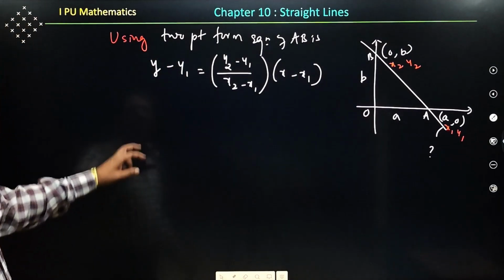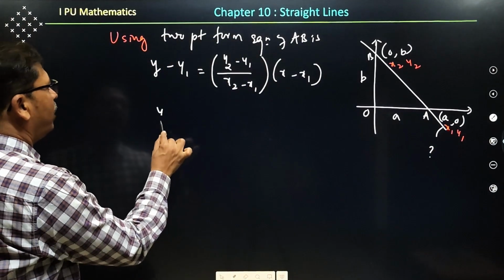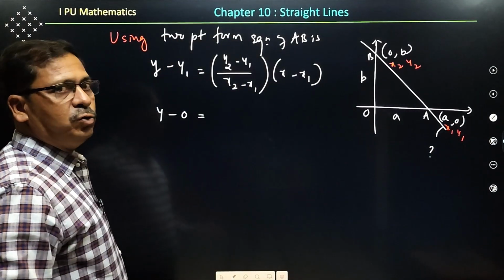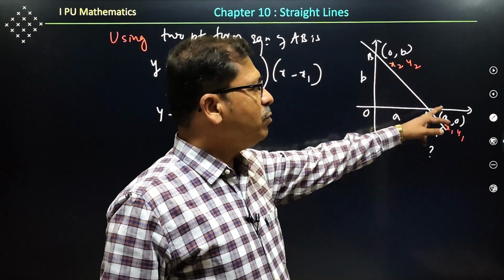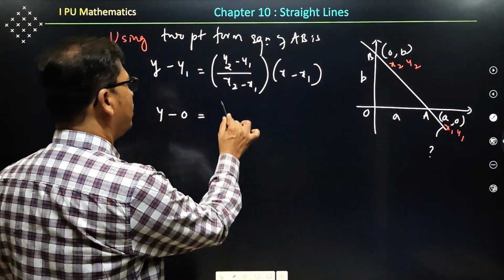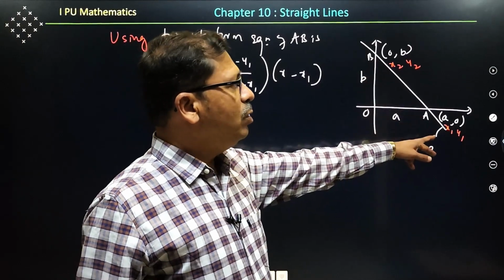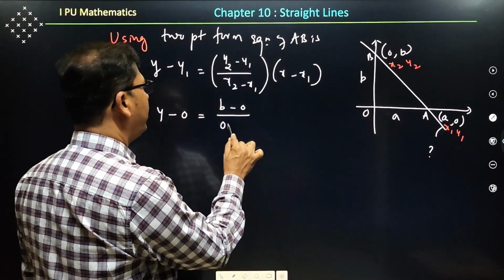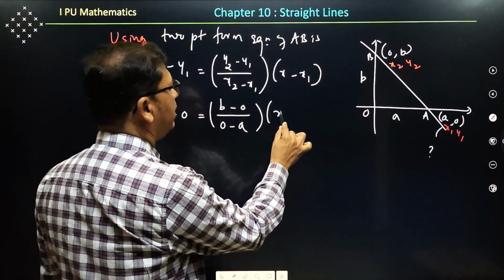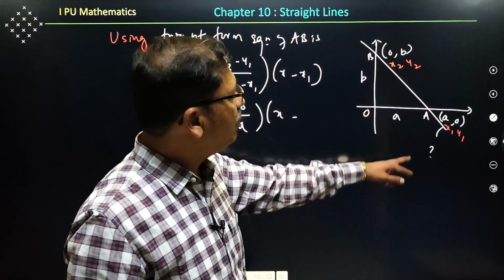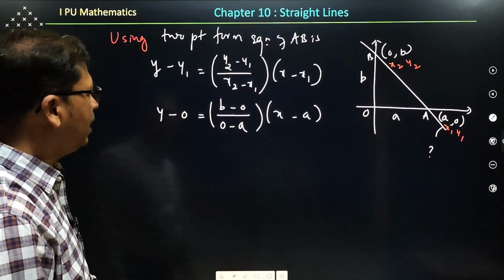Now in this case, y minus y1, in place of y1 what is there? 0 is there. Write down y minus 0. y2 minus y1, what is y2? B, so B minus 0, divided by x2 minus x1. x2 is 0, so 0 minus A. Then x minus x1, and x1 value is nothing but A here, so x minus A. Let us simplify this, we will get the answer.